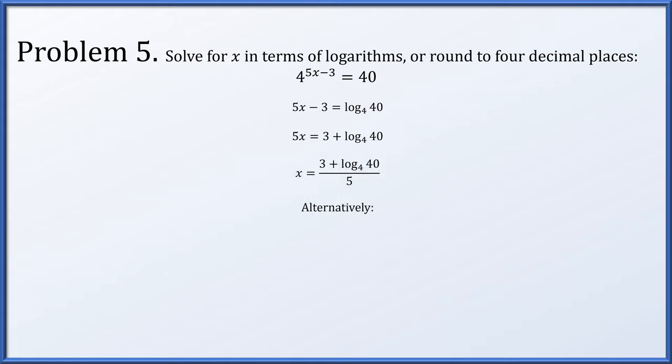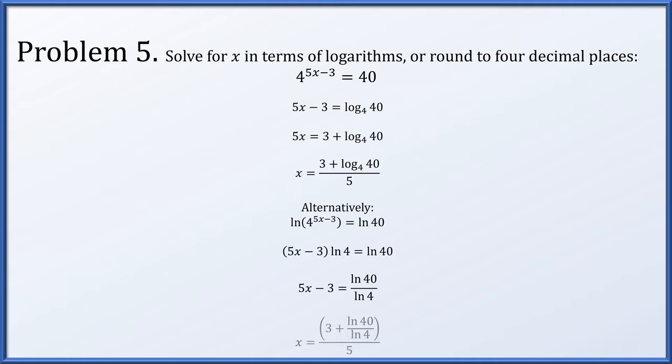An alternative way to do the same problem is to take the natural log of both sides. That exponent, 5x minus 3 in 4 to the 5x minus 3, comes out as a scalar multiple. We can divide both sides by the natural log of 4, then add 3 and divide by 5. And compared to the original solution, the only difference here is whether you have a log base 4 of 40 or, through the change of base formula, the same expression, natural log of 40 divided by natural log of 4.